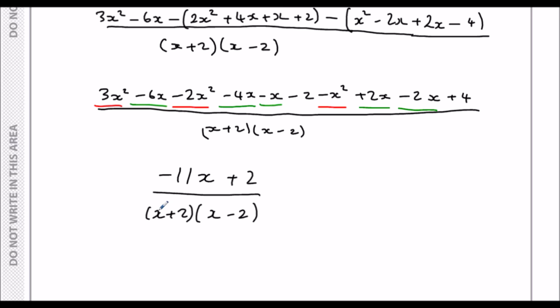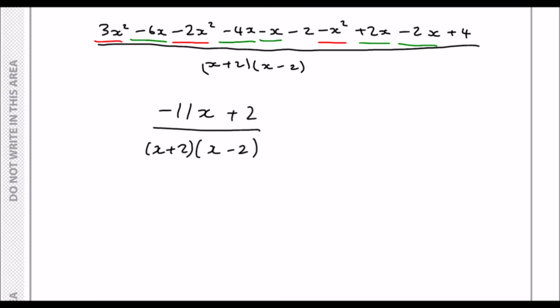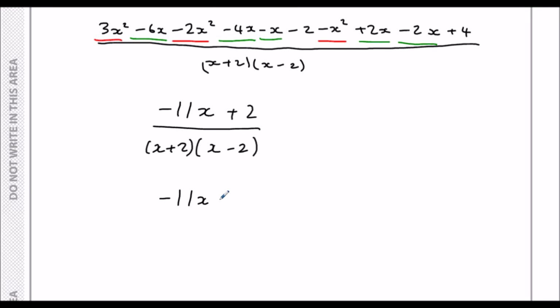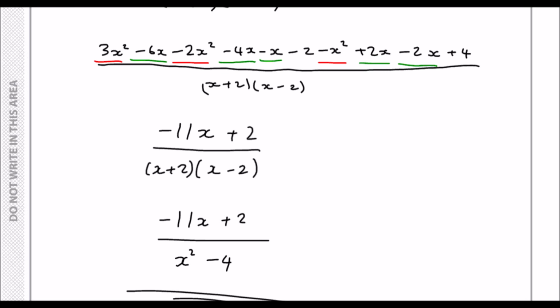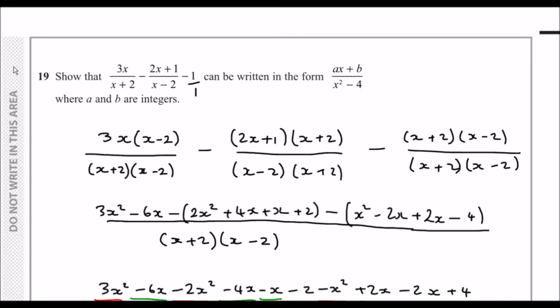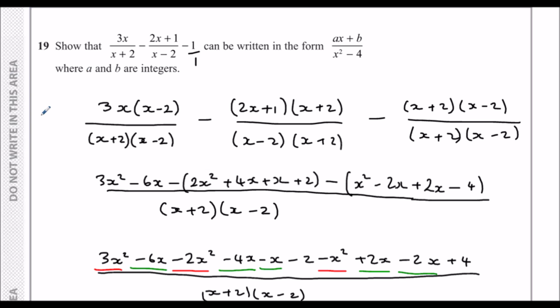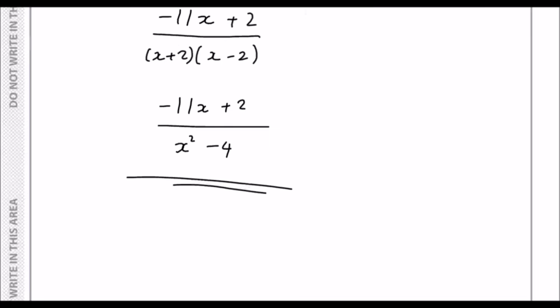I need to expand these brackets, and it is the difference of two squares. So x plus 2 times x minus 2 should give us x squared minus 4. X times x is x squared, and then we get minus 2x and plus 2x, which cancel out, and then minus 4. So there is our simplified fraction, and it's in the form we wanted, so that is our answer.